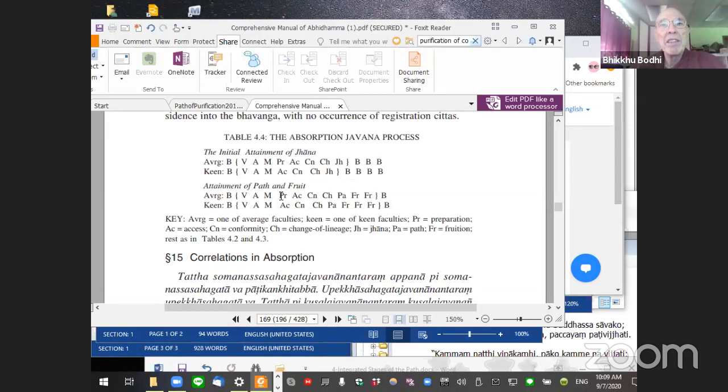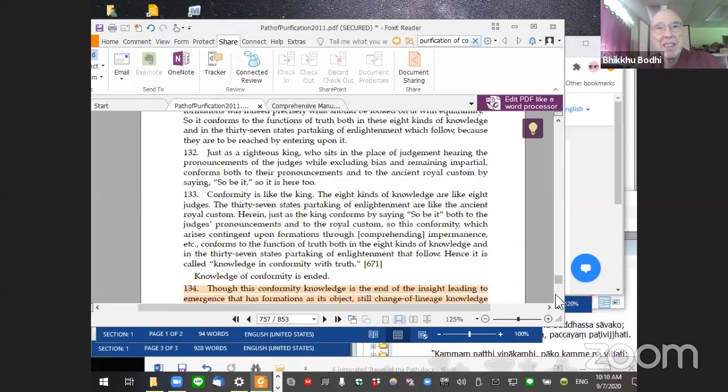So we have preparation, access, conformity. Then comes a moment called change of lineage, in which, in that one moment, the meditator drops formations as the object and takes nibbana as the object. It's called change of lineage because the practitioner is now changing over from the lineage of the ordinary person, the great masses of deluded humanity, and about to enter into the domain of the Aryans, into the family of the Aryans. The change of lineage will be followed by the arising of the path consciousness. And that's what we're going to come to now.